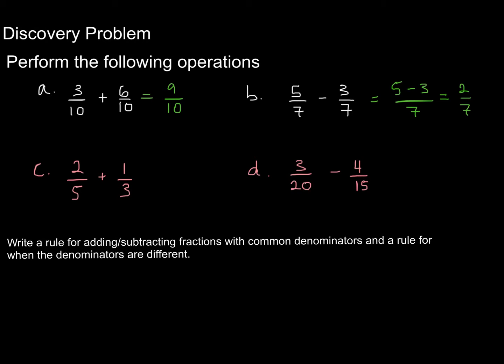All right. The problem that we run into with C and D is that the denominators are different. And to clearly illustrate this, we could draw a picture of 2/5 and a picture of 1/3 and see what happens when we try and add them together. So to do that, consider a number line. So we'll have two number lines. The first one will represent 2/5.